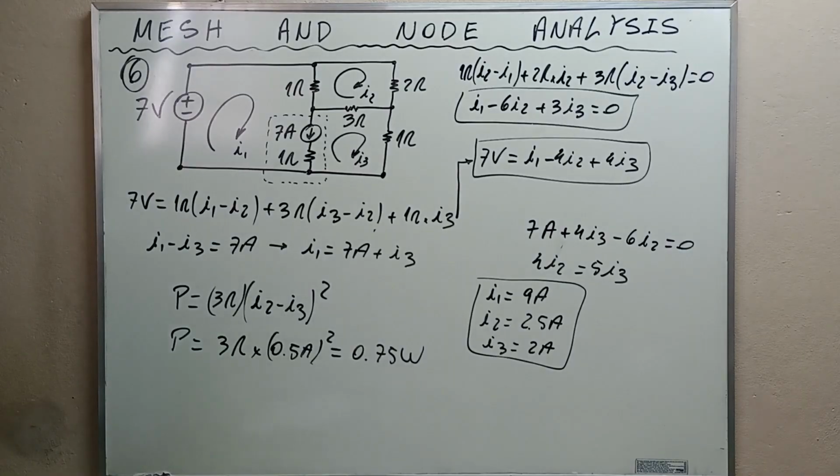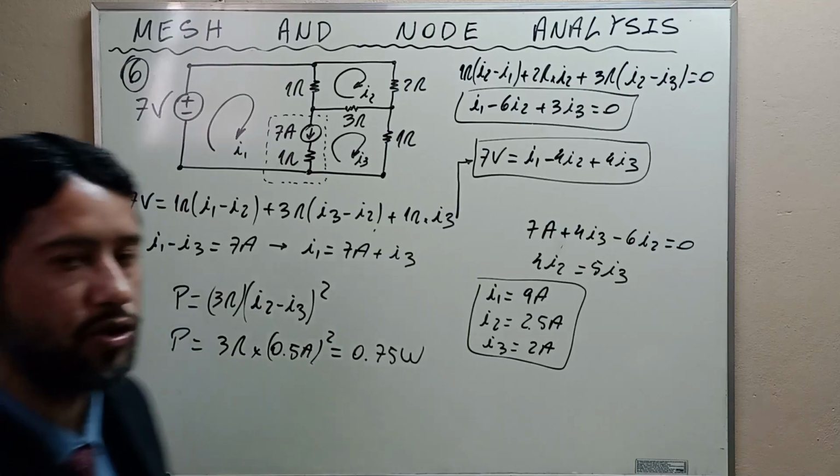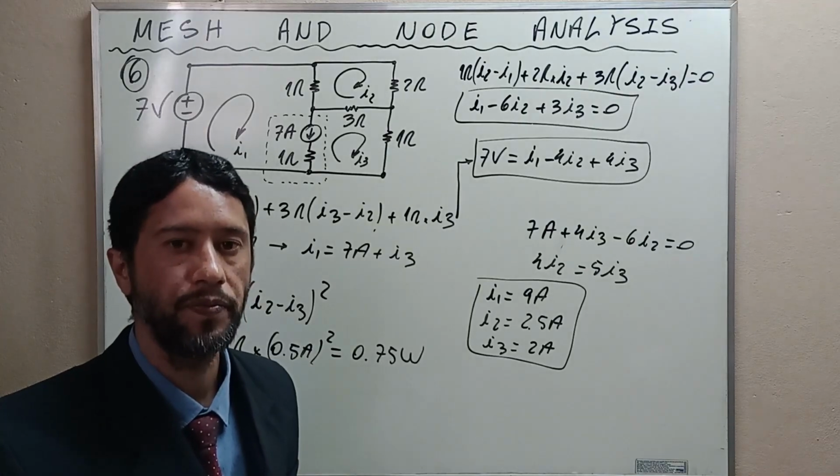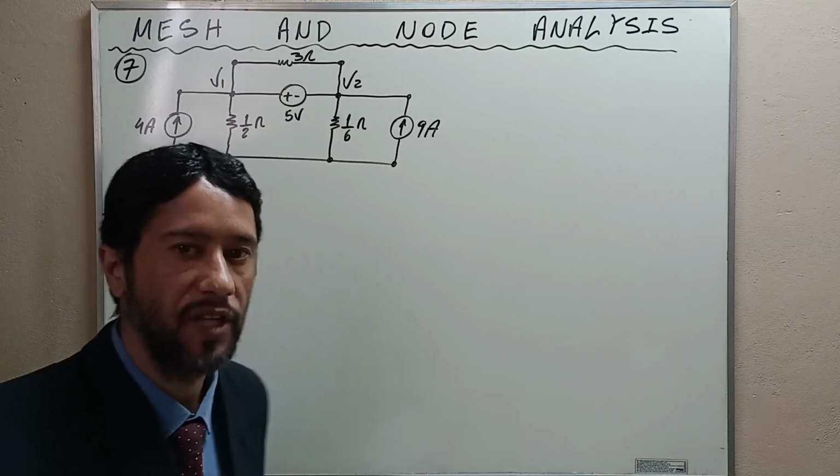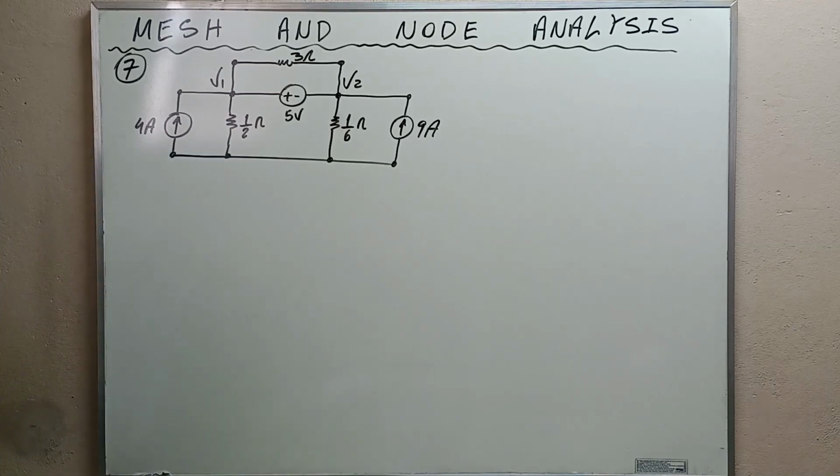Okay, my friends, and this is all for exercise number 6. Let's go next. Let's go to exercise number 7. Exercise number 7, for the circuit of the figure, determine the voltages V1 and V2. Okay, my friends, this is the exercise. Let's go to the solution.